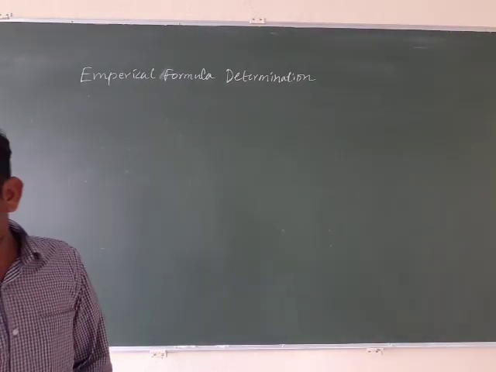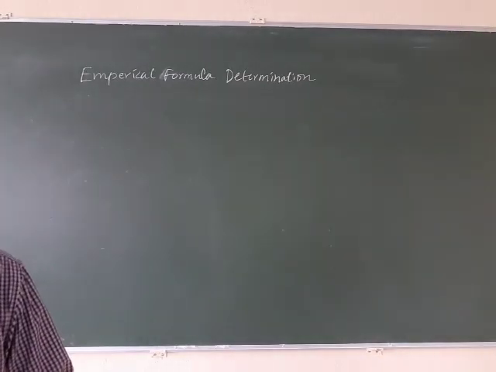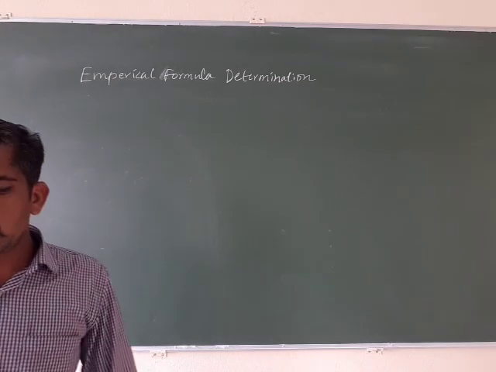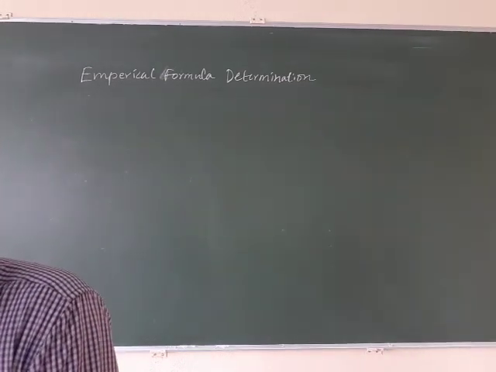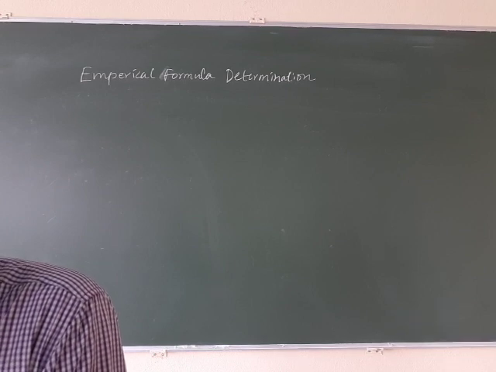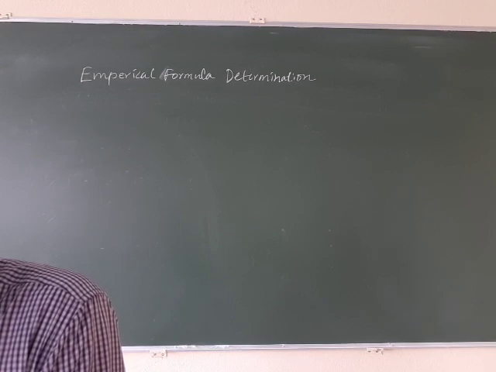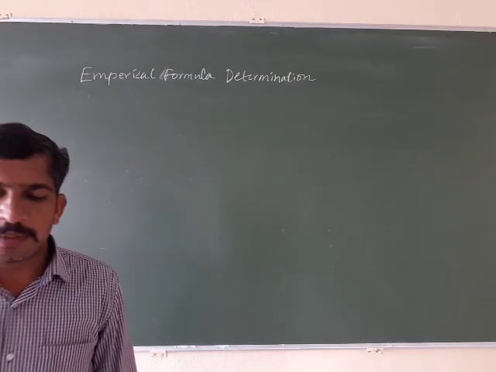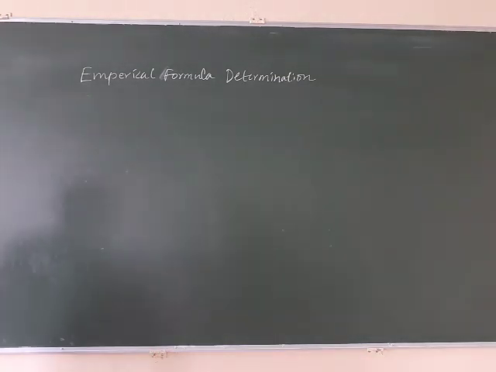So, for example, the compound has molecular mass 159, and is found to contain 39.62% of copper and 20.13% of sulfur. Suggest the empirical and molecular formula for the compound.